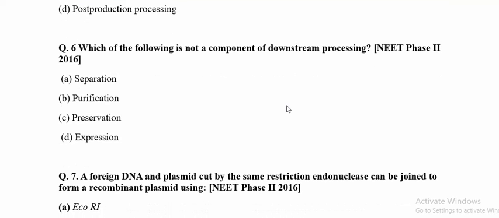Then going to question number 6, which of the following is not a component of downstream processing? Separation is a component of downstream processing. Purification is also a process of downstream processing. Preservation is also a process of downstream processing. Expression, option D, is not a component of downstream processing. So option D is the answer here.